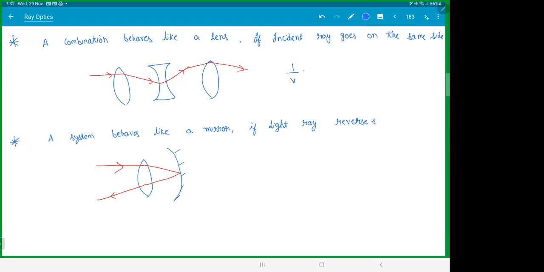So basically it is based on the propagation. In this case, you have to use the formula 1 by v minus 1 by u is 1 by f of the lens. In this thing we use 1 by v, so the formula changes. 1 by f of the mirror.